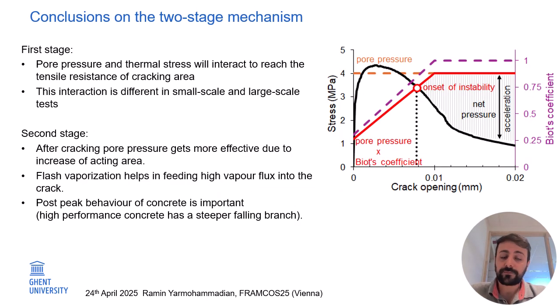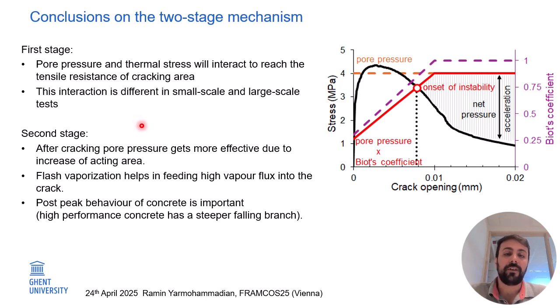So in conclusion, we have 2 stages. In the first stage, we need a combination of pore pressure and thermal stress, which can combine with each other. In a small scale test, it is rather easy because the instability, the stress and the pore pressure are all in the same direction. So we can easily combine them with each other. But for the larger scale test, there is a combination of biaxial compression with the pore pressure, which are in different directions. In the second stage, the pore pressure is the leading parameter.